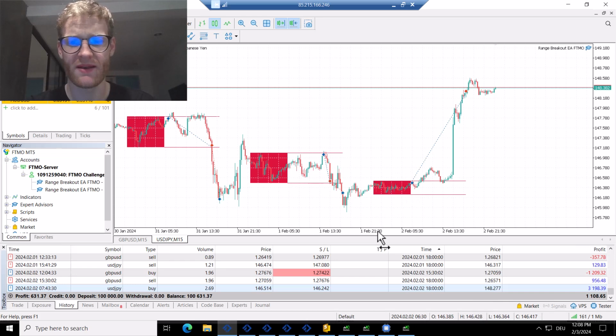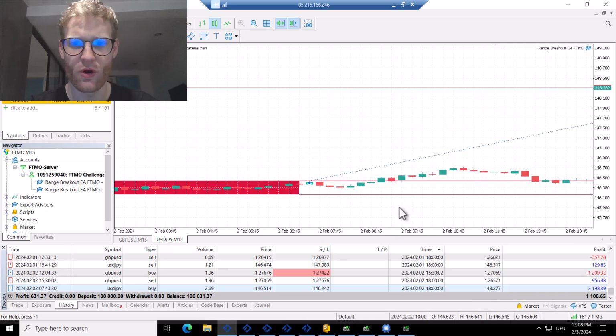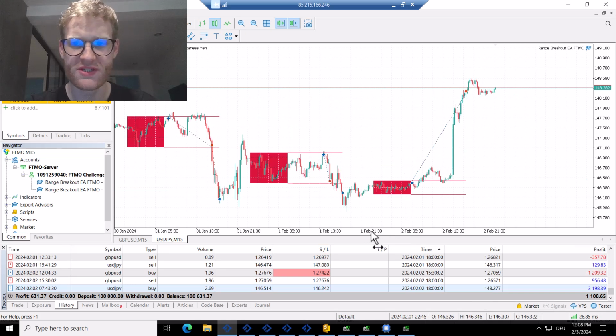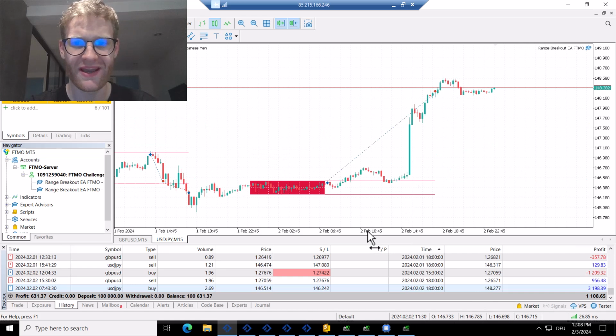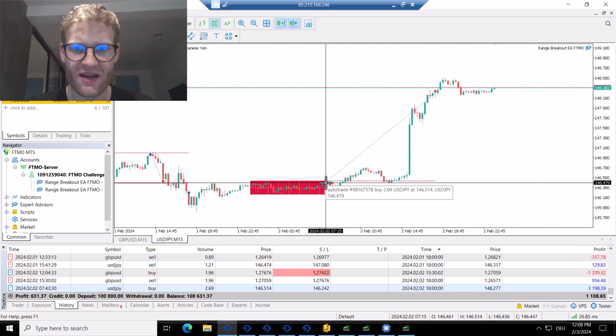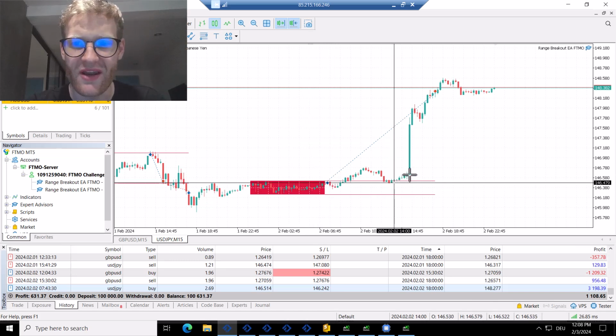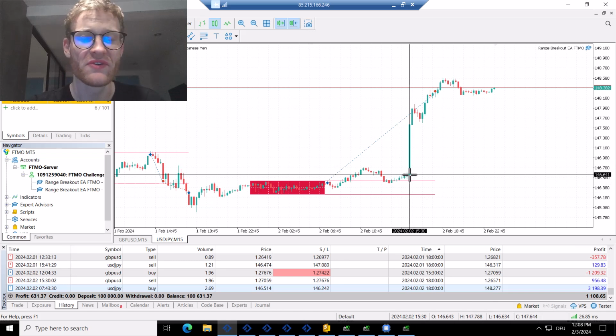If we zoom in a little bit, the range was created normally, like every day from midnight to 7:30 in the morning, and then there was a breakout immediately in the morning. The market was going a little bit sideways, a little bit upwards, but then with the news spike at 15:30, boom, there was this crazy spike.